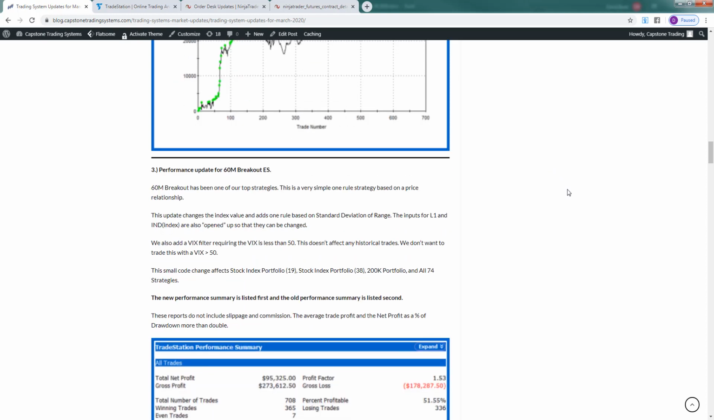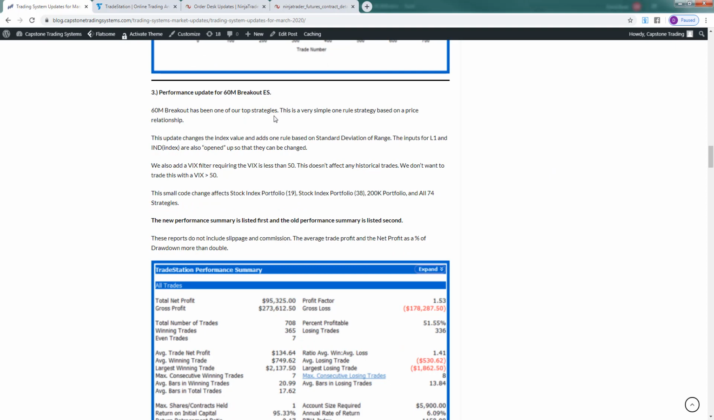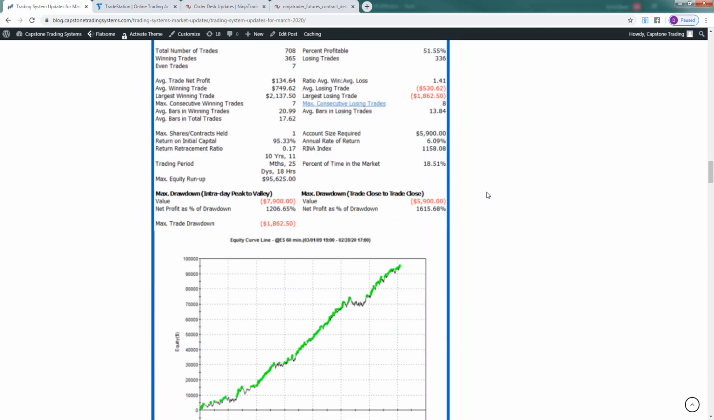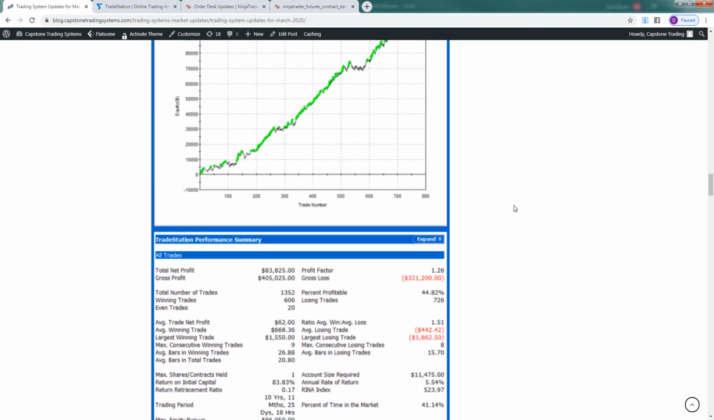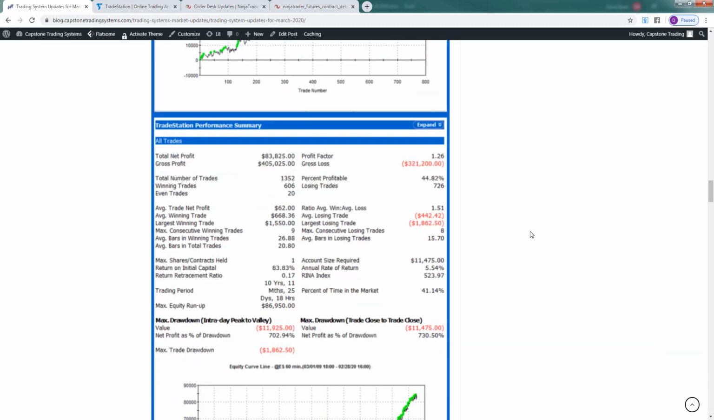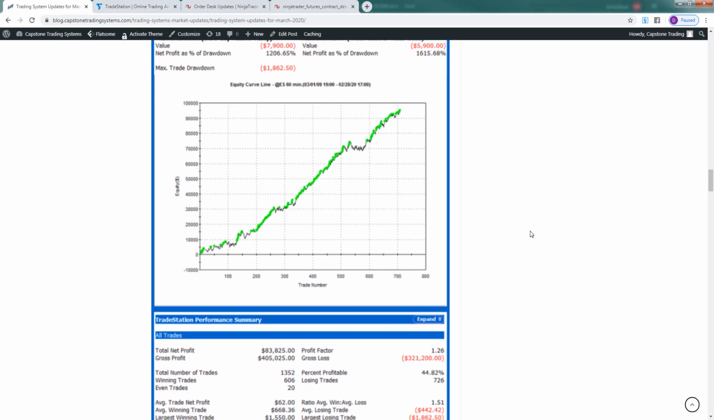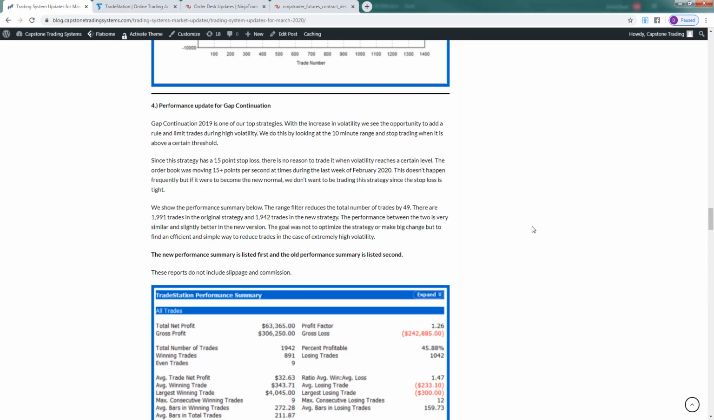And then for 60-minute breakout, we also required that the VIX is less than 50. So you can read about all of these. The new update is here, and the old performance is there. You see a boost in performance. We require the VIX to be less than 50.